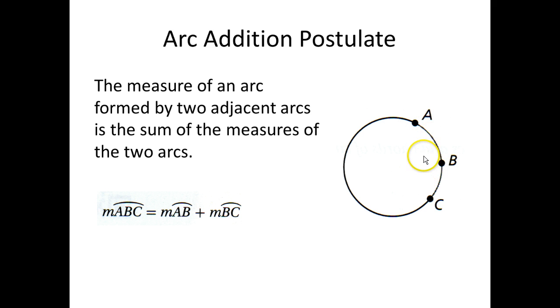We say that the measure of an arc formed by two adjacent arcs, or arcs that are next to each other, adjacent meaning next to each other, is just the sum of the measures of those two arcs. So for example, if this arc AB measures, say, 30 degrees, and this arc BC measures 20 degrees, then the measure of arc ABC would be 30 plus 20, 50 degrees.